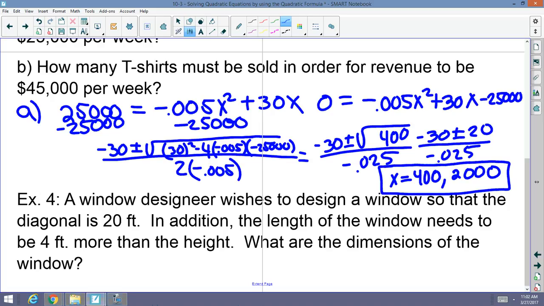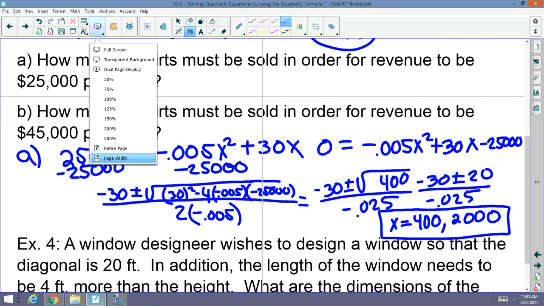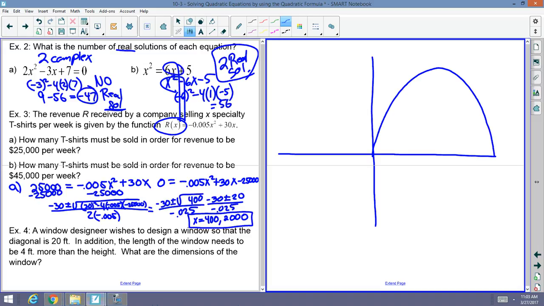Now, let me explain why this occurs. It occurs this way, guys, because when you look at a parabola, what's happening here is this. You're getting to this 25,000 mark here and here. So at this X, it's apparently after 400 sales. And then at this X, it's apparently after 2,000 sales.